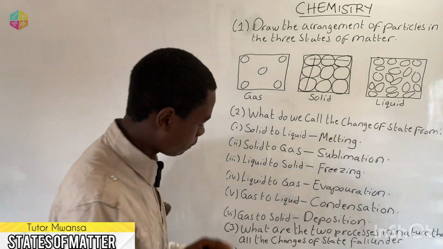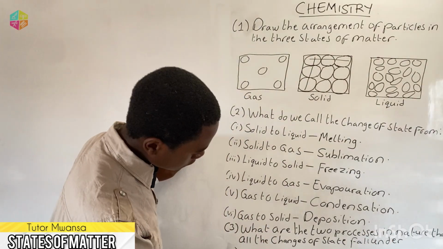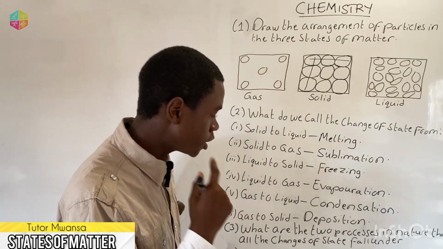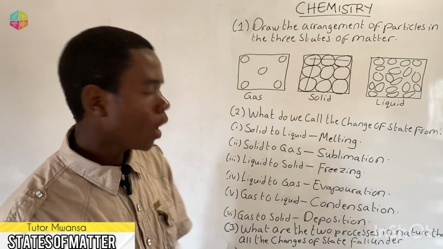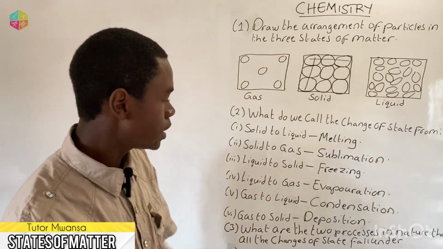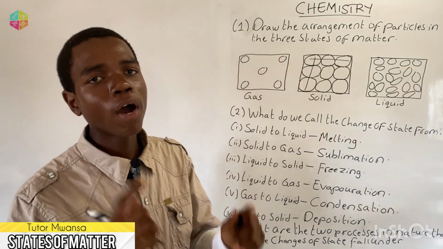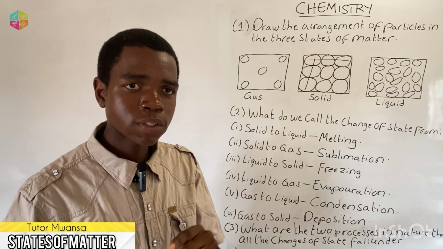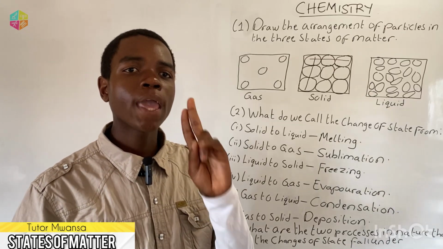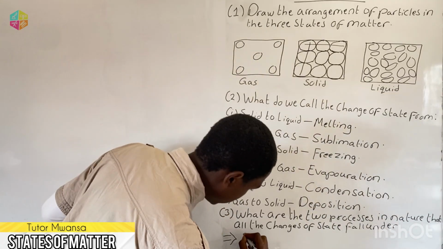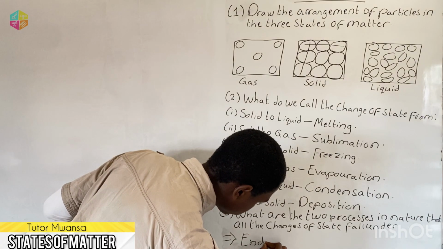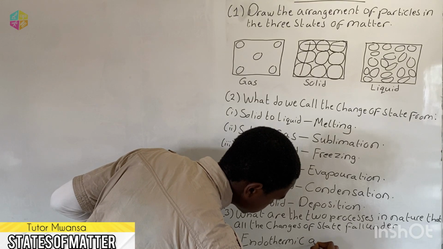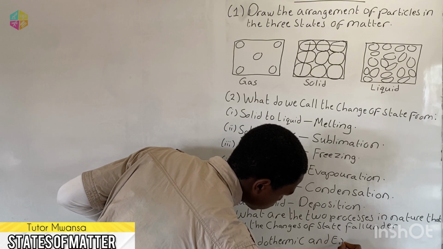And the last question, the final part of today's lesson, is asking what are the two processes in nature that all changes of state fall under. There are two processes in nature that all changes of state fall under. These processes are endothermic and exothermic processes. So I'll write that down. Endothermic, and exothermic processes.